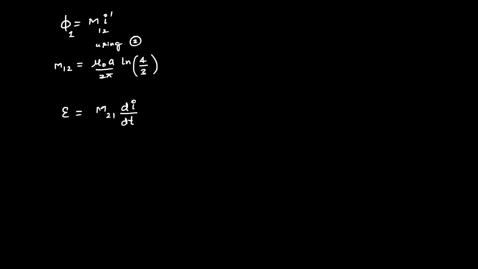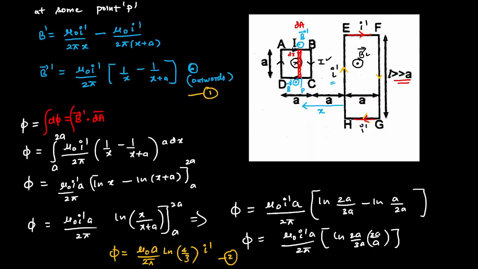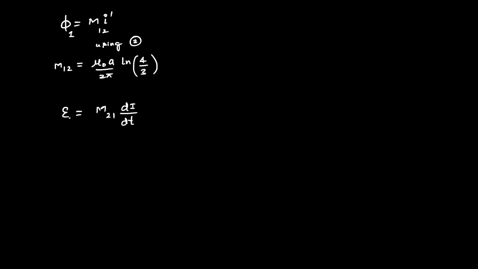Here I is the current in the first coil. If you want to stick to the same notation we had before, you can write it as di by dt, because the capital I is the current flowing in the first coil. And this is the induced EMF in the second coil. We know that epsilon 2 equals M21, which we already got. So M12 is equal to M21.